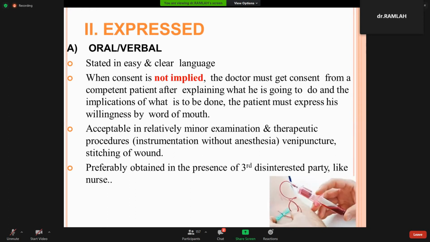The doctor must get consent from the competent patient after explaining what he is going to do and the implication of what is to be done. The patient must express his willingness by word of mouth. Okay, in this you must ask and tell the patient, "I am going to examine your abdomen, may I?" Okay, like when you have to give an injection.